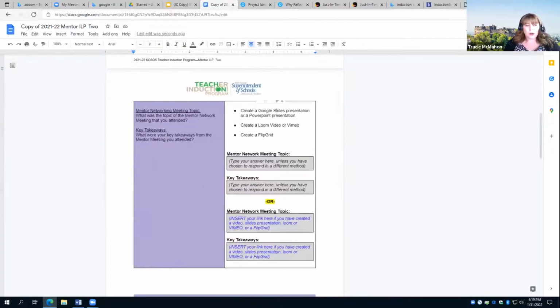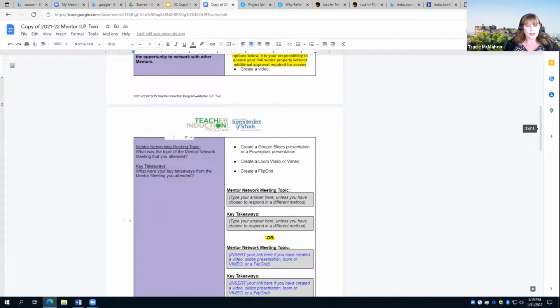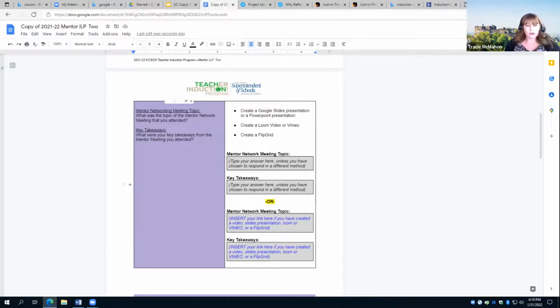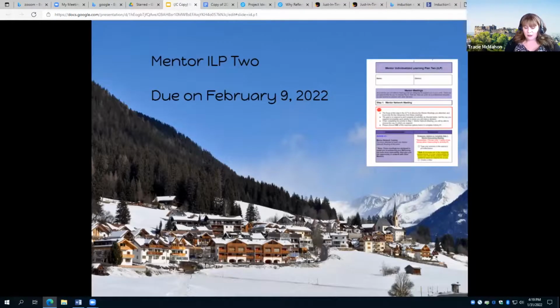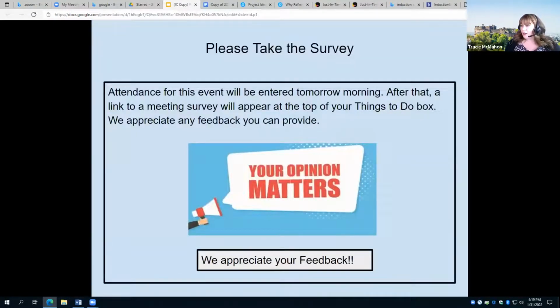And again, the questions are pretty basic here on the left. It's just asking what mentor networking you went to and what your takeaways were. How did they help you grow as a mentor? And that is all. And then I said before, we waived ILP 3 for mentors, again as a way to try to take some stuff off your plate. Same thing we did with the mentor networking meetings that we changed up a little bit. We were just trying to ease up a little bit. We know this year's been crazy, so hopefully that will help you a little bit, and give you more time to spend with your candidates and on yourselves.